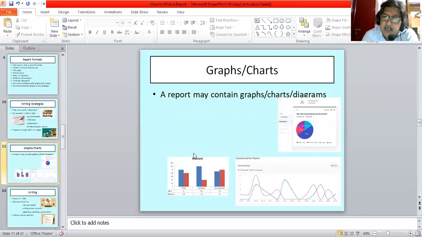Now, a report may contain different kinds of graphs, charts, or diagrams. So there can be bar charts, there can be pie charts, or different other kinds of diagrams. So I might have all this other information contained in graphs, charts, or various kinds of diagrams, maps, and so on. So I will put this information in a proper sequence and proper order.